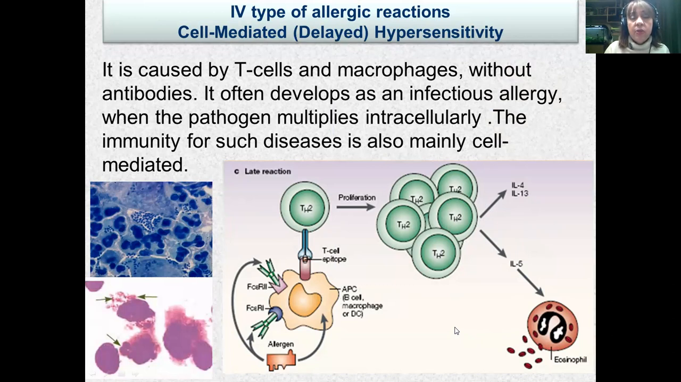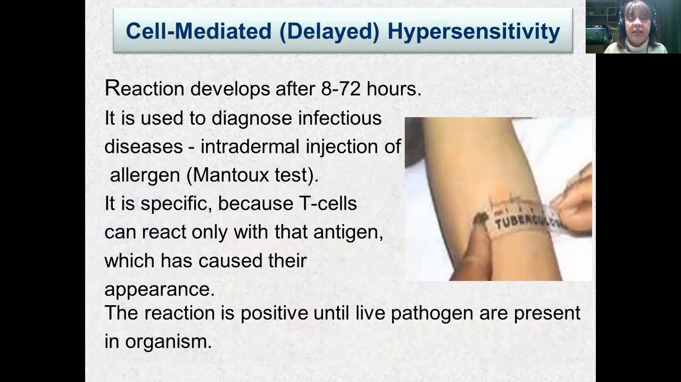Often this process develops as infection allergy, especially when bacteria multiply inside cells, like in gonorrhea, in chlamydiosis, tuberculosis, brucellosis, and others. In this case, the immunity is mostly cellular, and the allergy is also cellular. And what's important, this reaction is specific, so we can use it for diagnosis. It's an intradermal injection of allergen, like the Mantoux test used in diagnosis of tuberculosis.